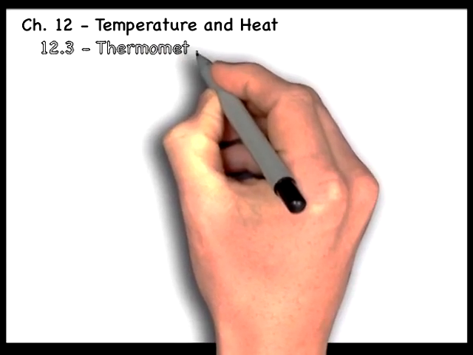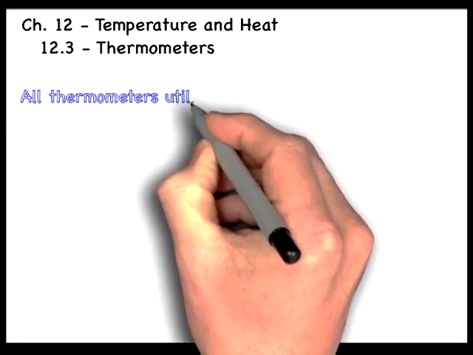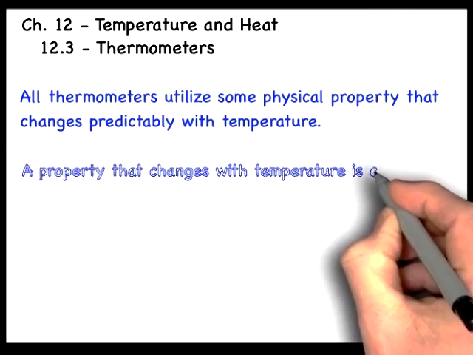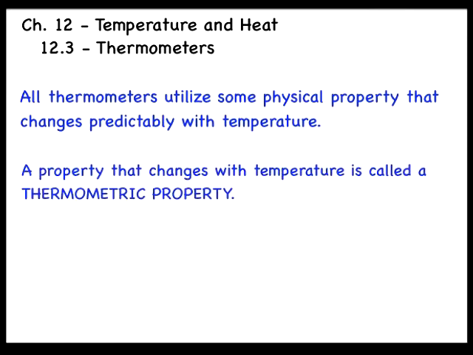All thermometers utilize some physical property of materials that changes predictably with temperature. And any such property that changes with temperature is called a thermometric property. Some thermometric properties include dimensional changes, such as volume or length. Examples of this are the common mercury in bulb thermometer or the bimetallic strip that will be discussed in later sections, that is commonly used in thermostats.